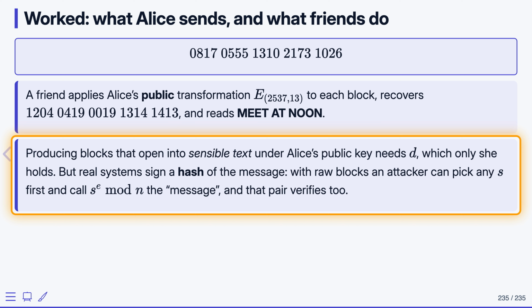Now an honest warning, because this raw version is a teaching version. An attacker does not have to start from a message. He can pick any number S he likes, call it a signature, and then compute S to the e mod n and call that the message. That pair passes the check. Real systems fix this by signing a hash of the message rather than the message blocks themselves.